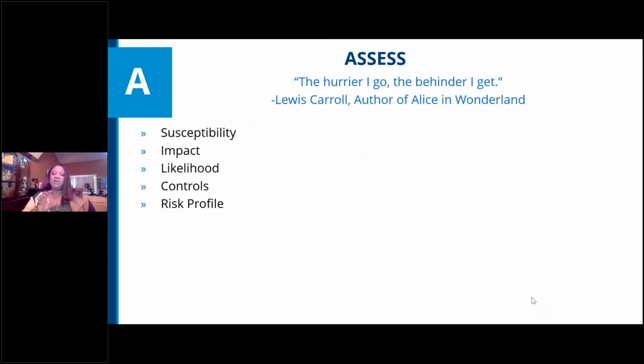So the next area is assess. And from a subtitle perspective, I have this noted as slow down in order to speed up. The quote, "the hurrier I go, the behinder I get." Actually, Lewis Carroll put that in Alice in Wonderland, the book Alice in Wonderland.